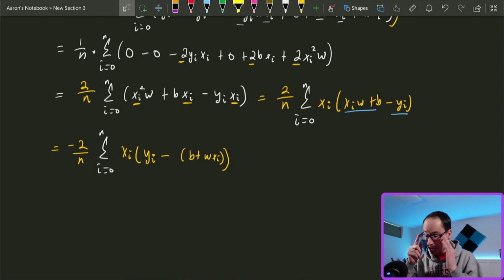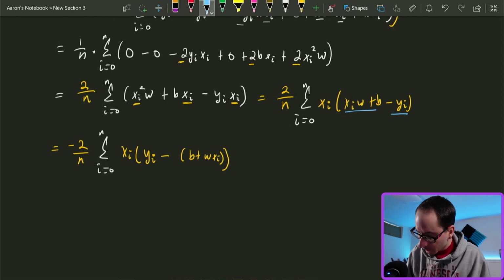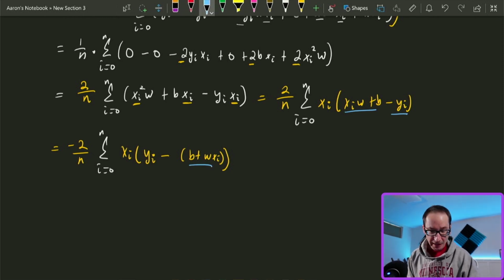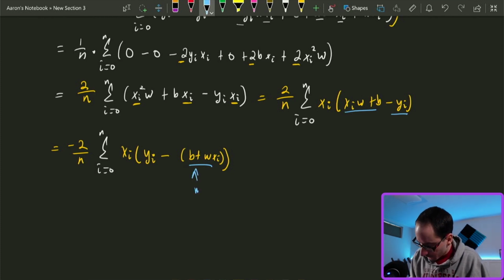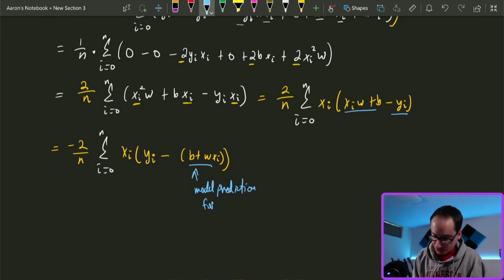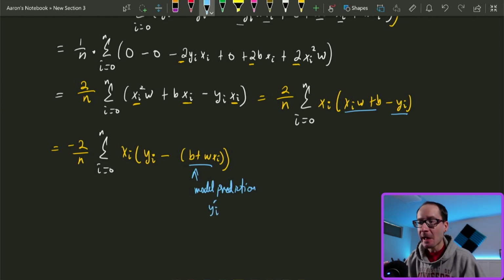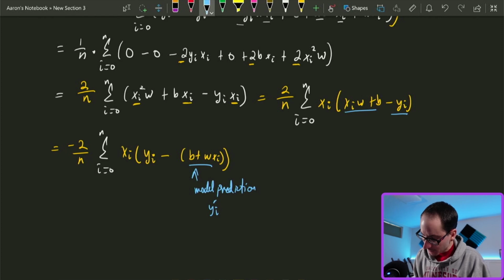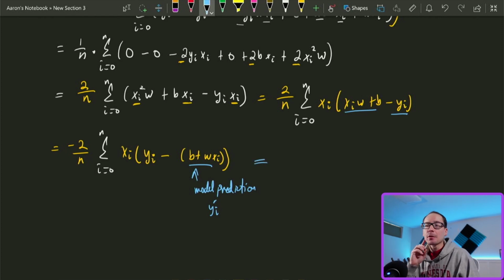Now, why go through all that? Because now, hopefully we see it. This right here, b plus wxi, that's just the model prediction for i. This is just the model prediction, yi prime or yi hat, whatever notation we're using. So this is awesome. This is typically the formula you see if you look up the gradient for the mean square error loss function in a simple linear regression problem.